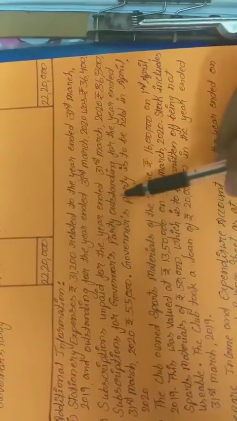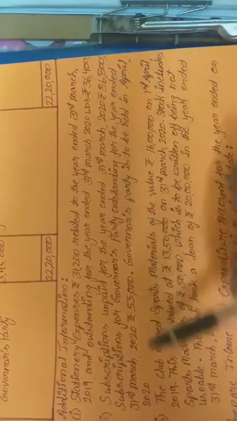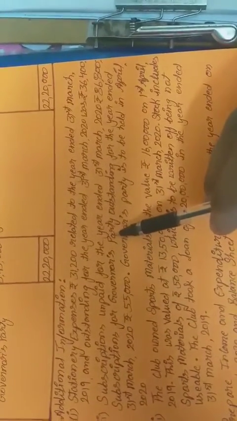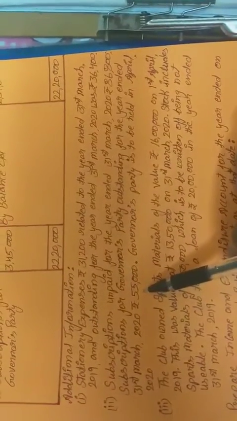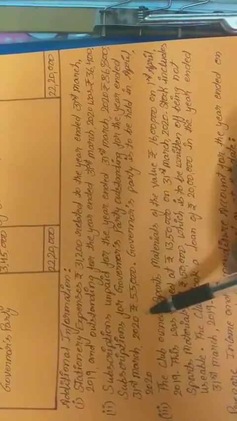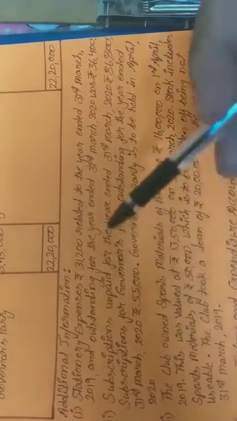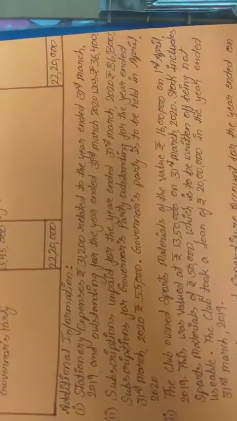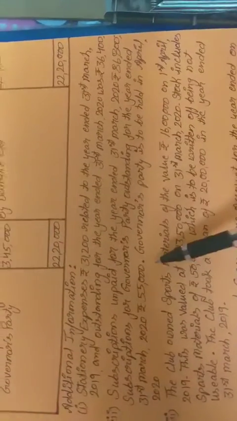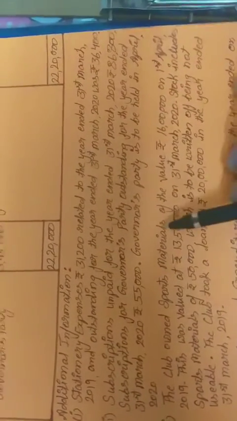Subscriptions for governors party outstanding for the year ended 31st March 2020. This subscription is related to the governors party, which is specific. So this subscription is outstanding on 31st March 2020, rupees 55,000. This amount we will add to governors party subscriptions, whatever is given in the receipt and payment side.